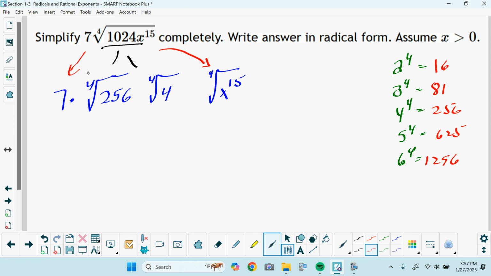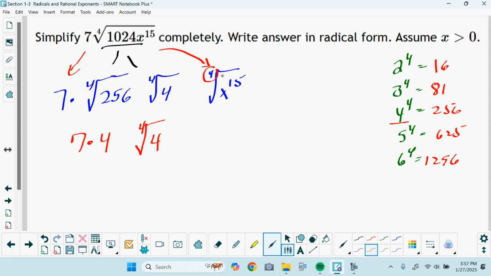All right, so the fourth root of 256, well, that's just 4. So I got 7 times 4. Now I can't simplify the fourth root of 4 because the lowest perfect fourth power that I've got is 16, and 4 is below 16. So I'm just going to keep that, fourth root of 4.